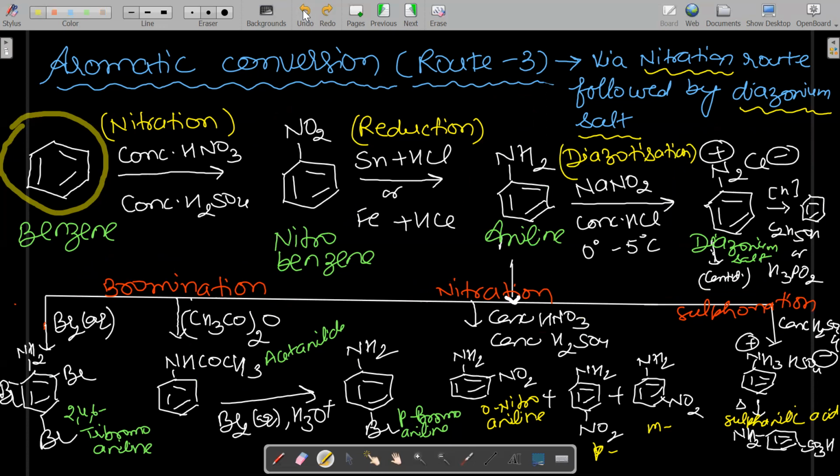So this is the one. Now it is not completed. I will go through the diazonium salt conversion also. It is a part of this only. So I stop here, and again I will show the next continuation part of this conversion.